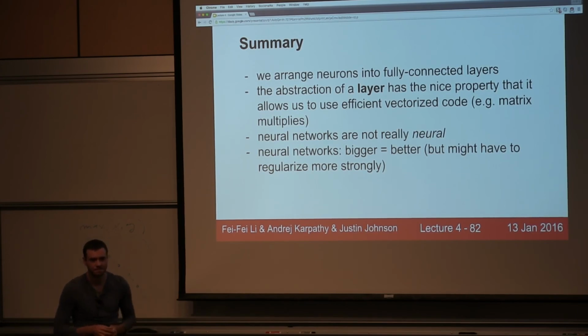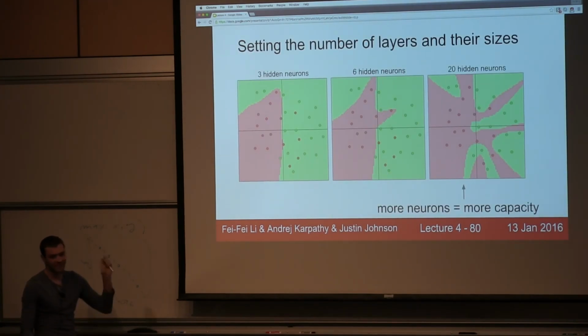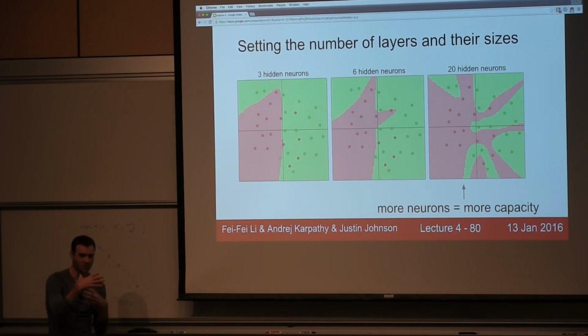Is it always better to have more neurons in the hidden layer, or are there also overfitting issues? Yeah, thank you. So is it always better to have more neurons in your neural network? The answer to that is yes. More is always better.